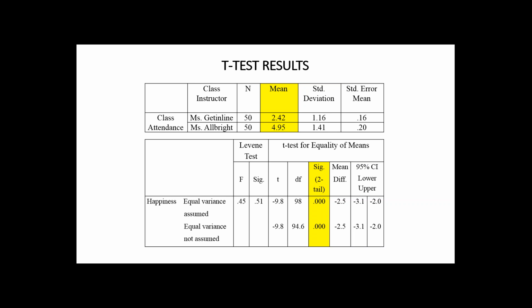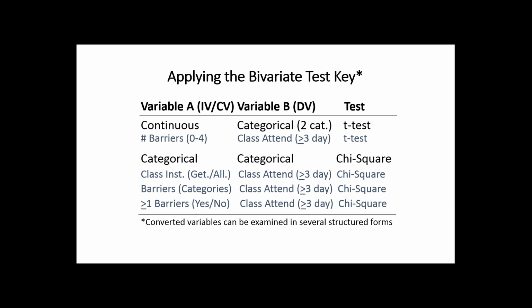Then whose mean is significantly higher is Ms. Albright. Right? When people are assigned to her class, they attend on average 5 days a week. When people are assigned to Ms. Gettenlang's class, it's half that, about 2.5 days a week. The plot thickens.